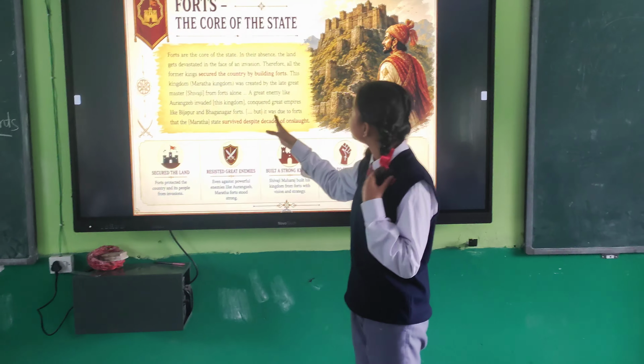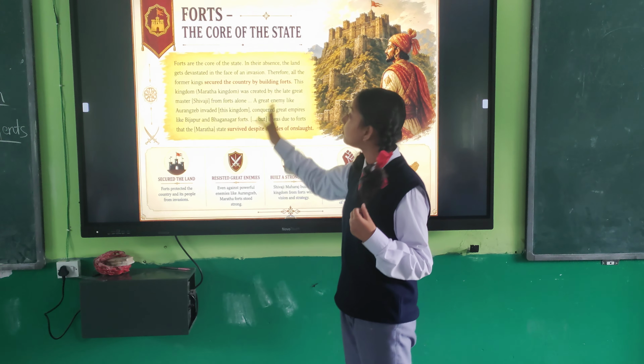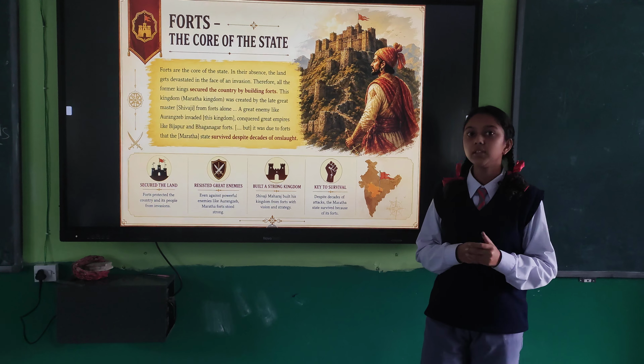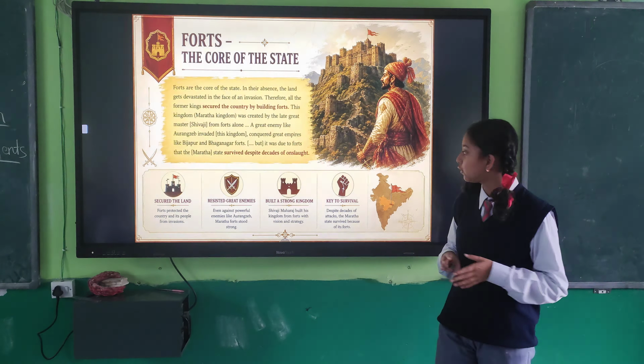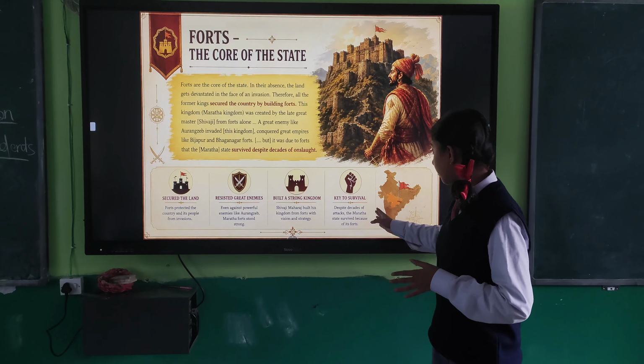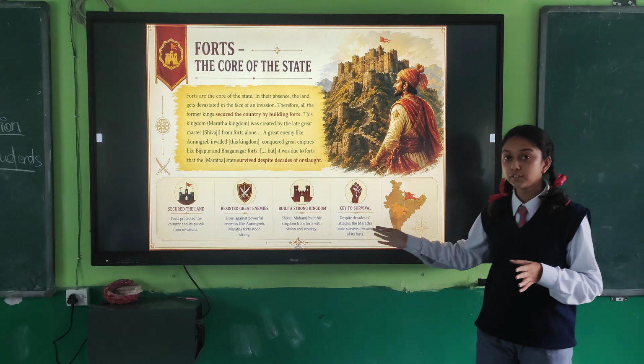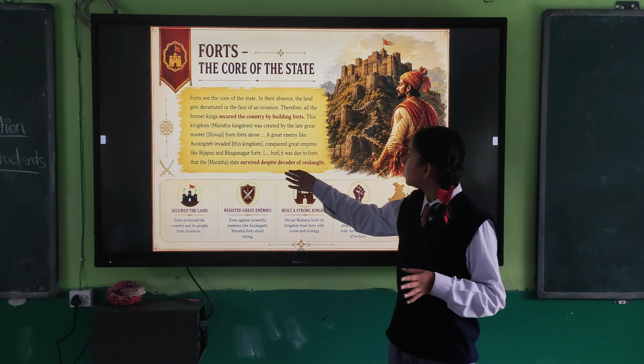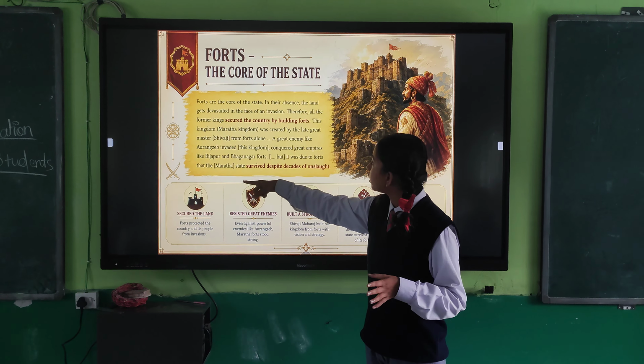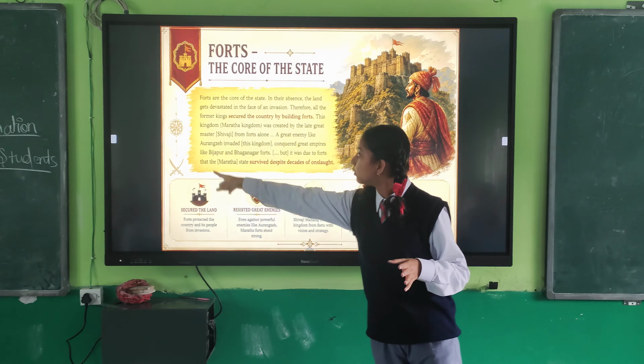Shivaji Maharaj conquered most of the states by forts, and Shivaji Maharaj built 300 plus forts. Three of them are Raigad Fort, Pratapgarh Fort, and Divya Durg Fort. Now, key to survival is that despite decades of attacks, the Maratha state survives because of its forts. Aurangzeb conquered Bhangarh Fort and Bijapur Fort.